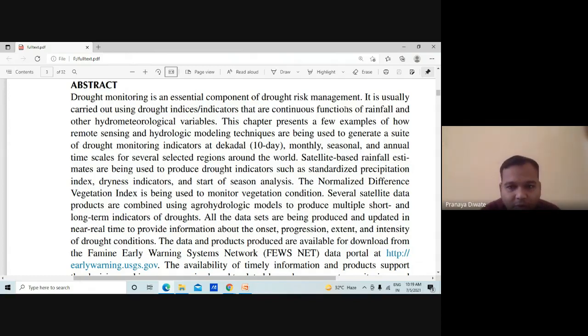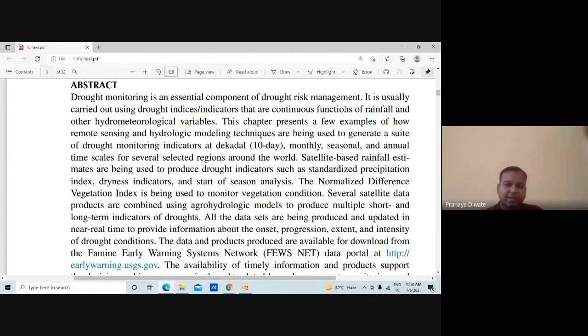That is what this chapter is all about: how remote sensing and hydrological modeling techniques are being used to generate a suite of drought monitoring indicators at decadal, monthly, seasonal, and annual time scales for several selected regions. The normalized difference vegetation index is being used to monitor the vegetation condition of the area. It is the most important parameter used to know how the area is doing.